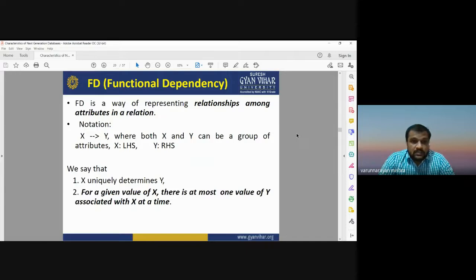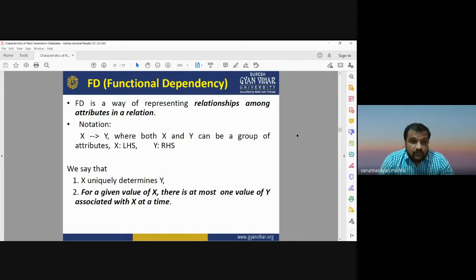Now we are going to discuss functional dependency, one of the important properties of relational databases. In short, we call it FD. An FD is a way of representing the relationship among the attributes in a relation. In any kind of database, there are attributes, and there is a relationship among the different attributes. This relationship is known as functional dependency.